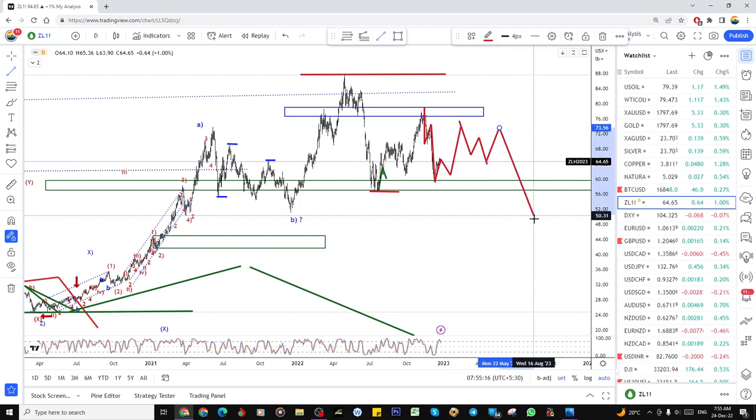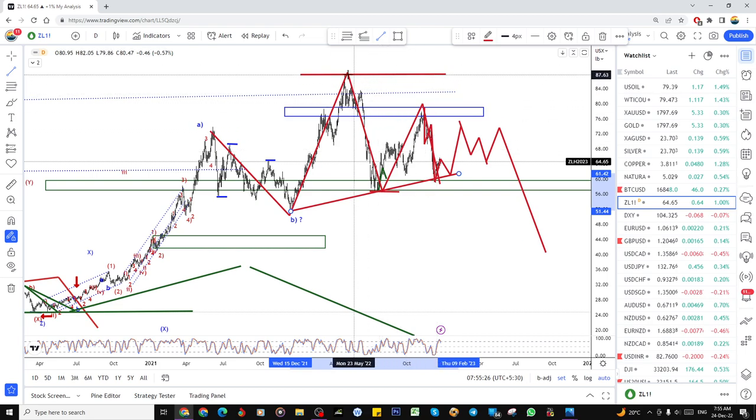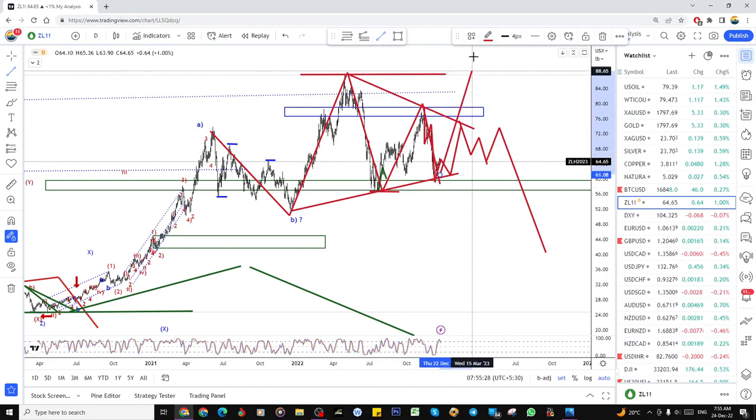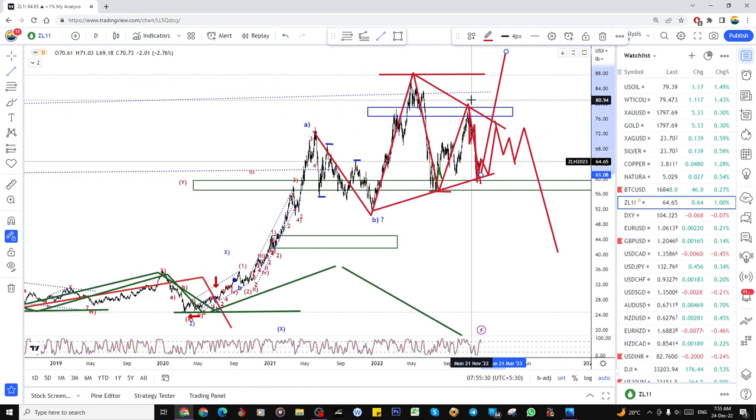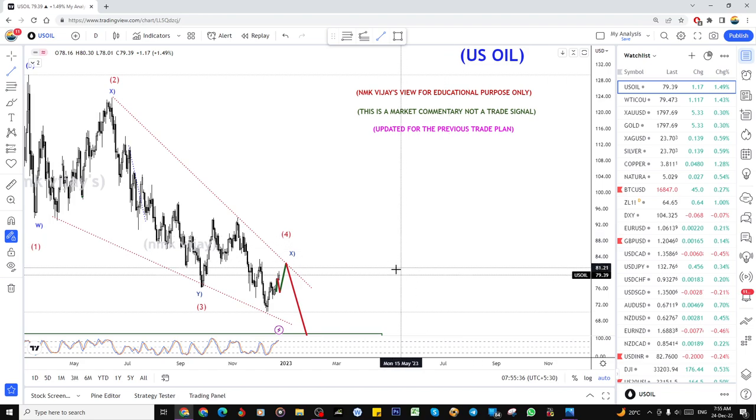After that E, and it will do like this also. Otherwise, if this is the A, this is the B, this is the C, this is the D, and this is the E, it means from here it can shoot. But as per the crude analysis, compared to the crude, I need one more low.